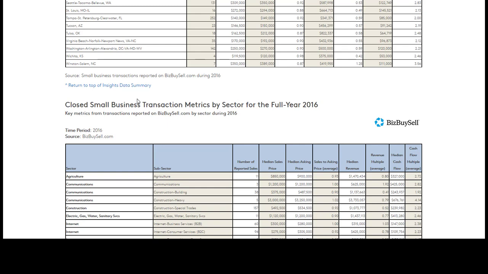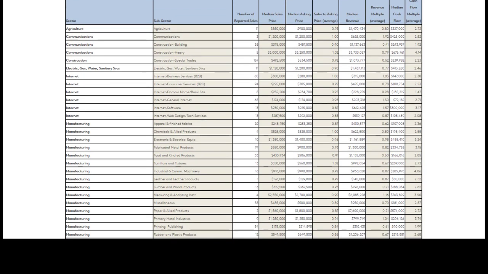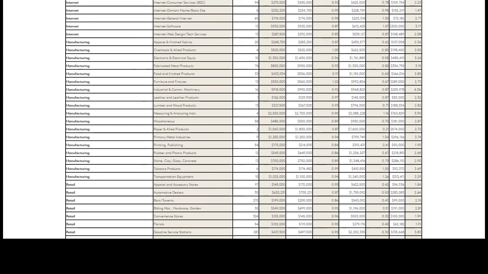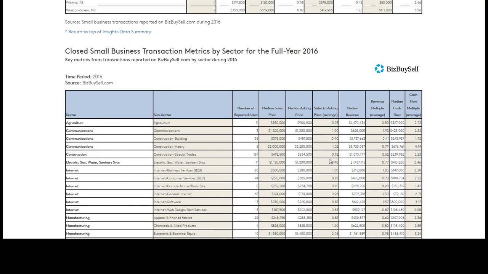But at the very bottom here, what we get to is the interesting stuff, the closed small business transaction metrics by sector for the full year of 2016. And what they've done is they've broken the entire year's sales down into a table and separated everything by industry and then by subsector. You can see all of them here. And what they're covering is the number of reported sales, median sales price, median asking price, the average of the sales to asking price, the median revenue across each sector, then the revenue multiple, the cash flow, and the cash flow multiple on average. So this can be really interesting if you're interested in a business in a particular sector.